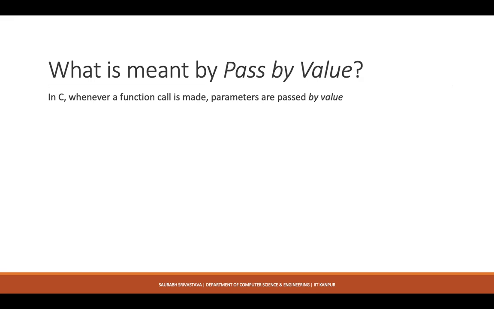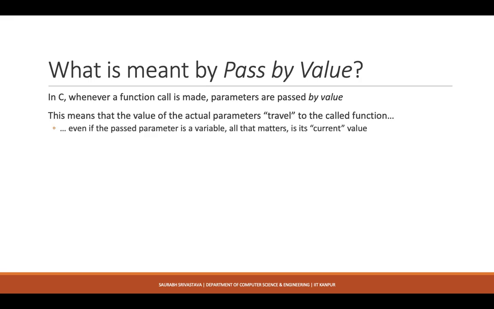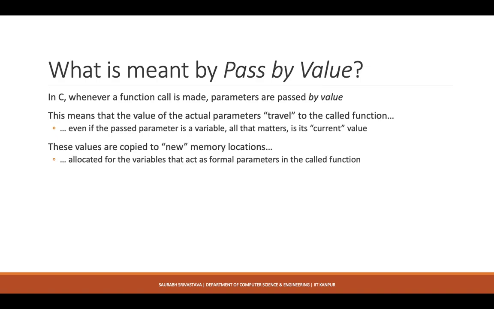passing parameters by value? So in C, whenever you make a function call, so whenever you say something like f and then you pass something like a comma b, the parameters are passed by value. This means that the actual parameters travel to the called function, as in, whatever their current value is. If it's a constant, then of course the constant is the actual value, but if it's a variable, the current value of the variable goes to the called function.